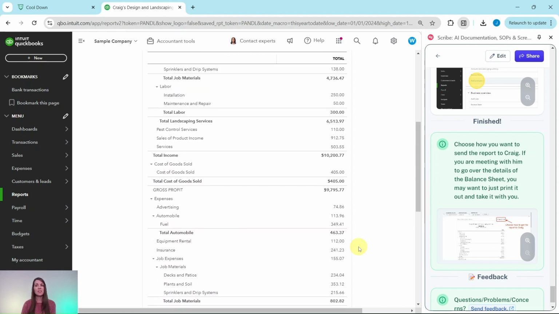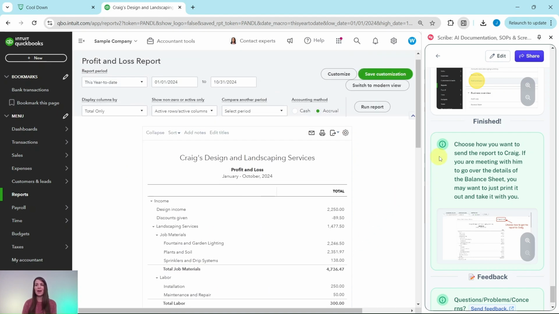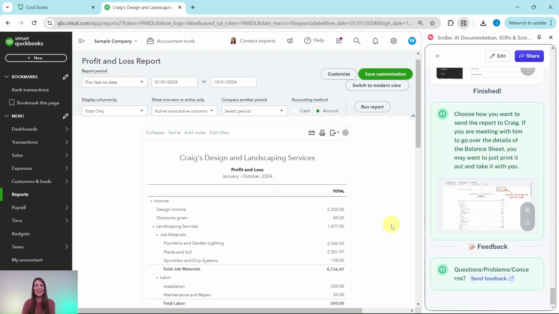So if you were going to send this off to Craig, you would have a few choices. You could send it off by email, you could print it off, or you can export it to an Excel or PDF. You get to choose how you want to send it to Craig. And if you are meeting with him to go over the details of the balance sheet, you may just want to print it out and then take it with you. But that's it. That's how you would run reports.